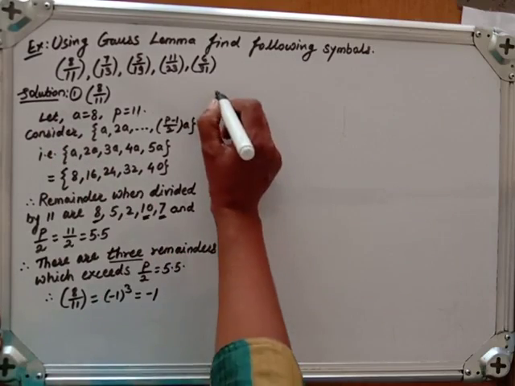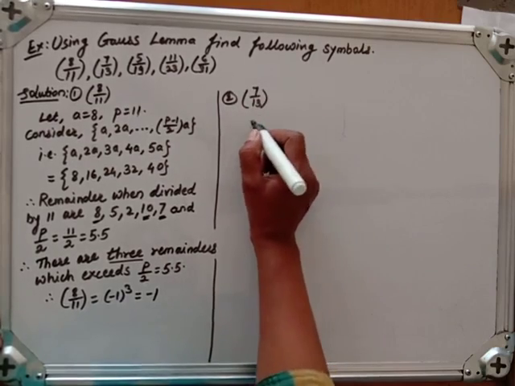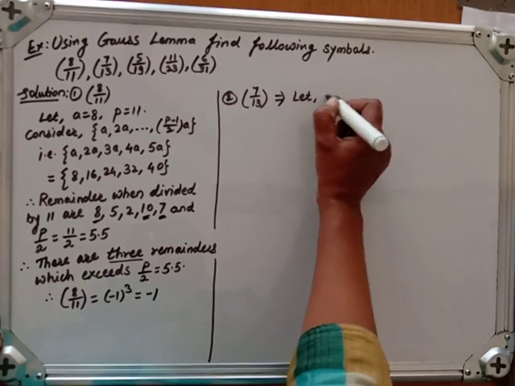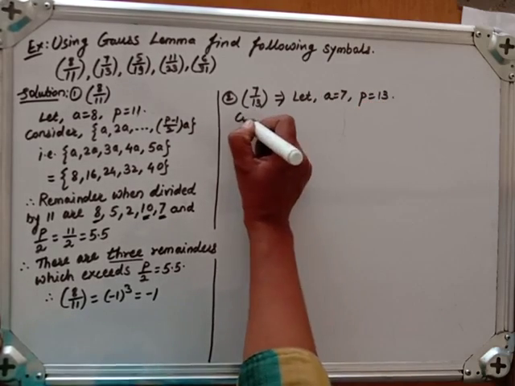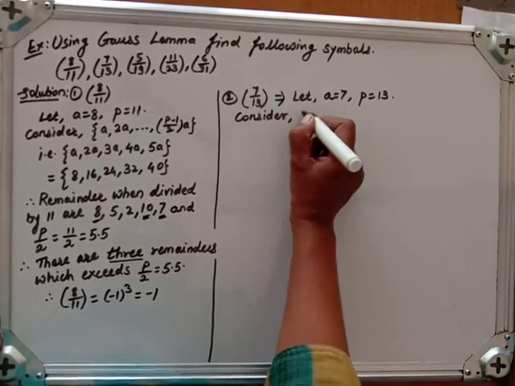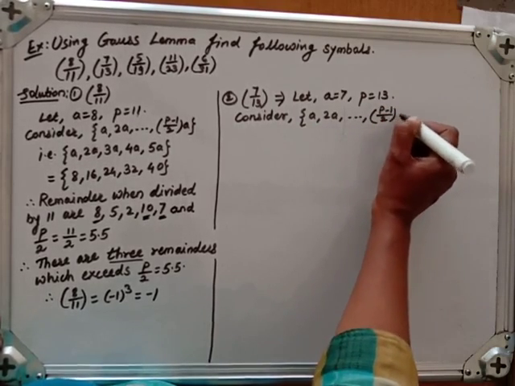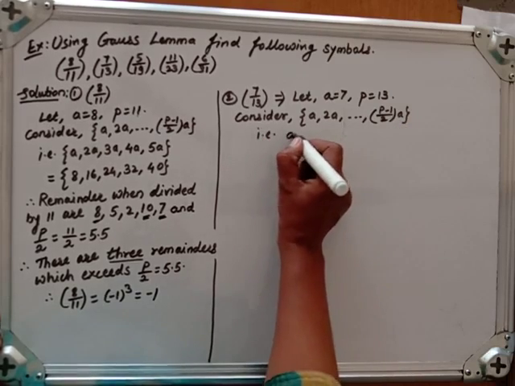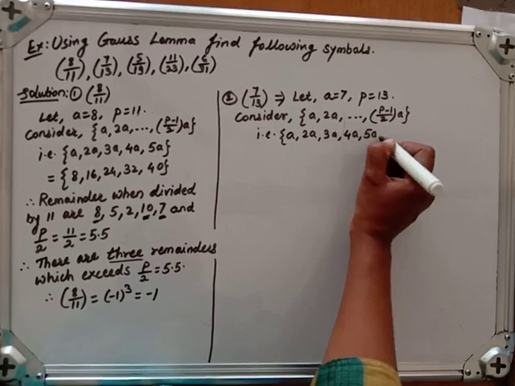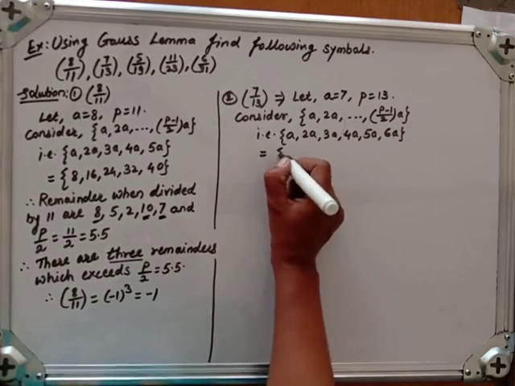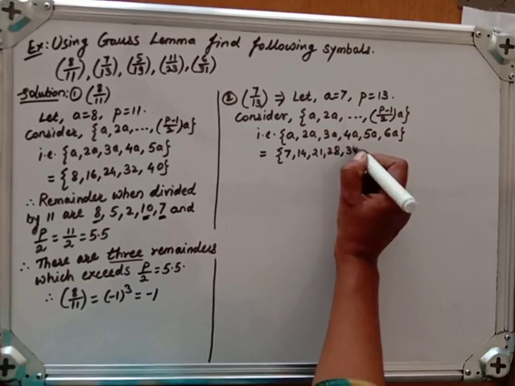As such, we can easily find the others also. So let me find the second now. Second, Legendre symbol of 7 over 13. Let a equal to 7 and p equal to 13. Consider a, 2a and so on up to (p minus 1)/2 times a, that is a, 2a, 3a, 4a, 5a and 6a. Since a is 7, that is 7, 14, 21, 28, 35 and 42.